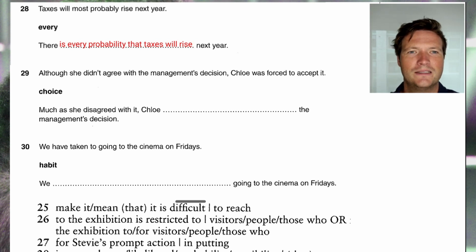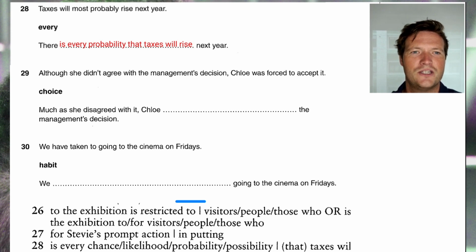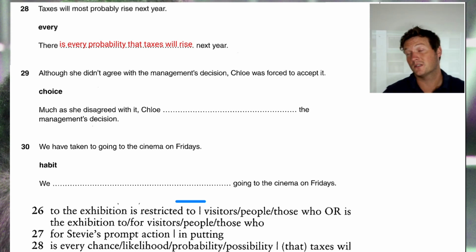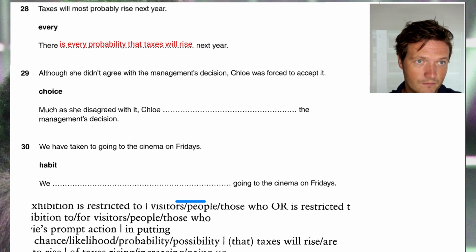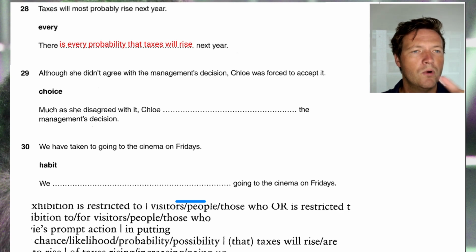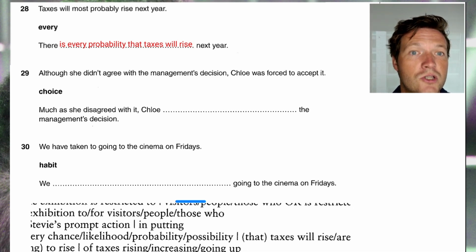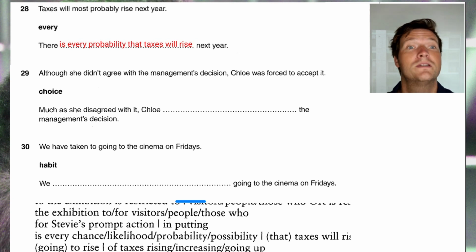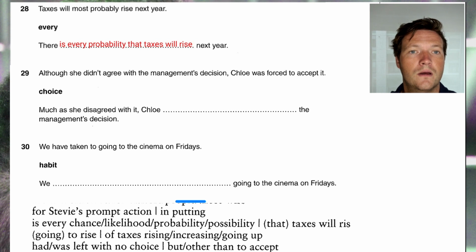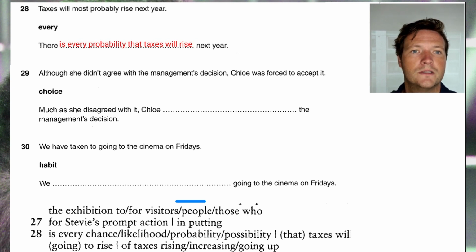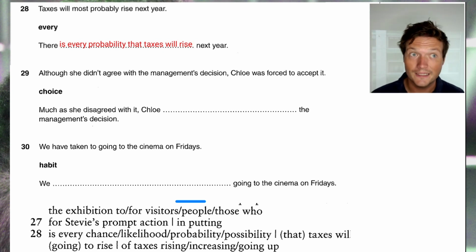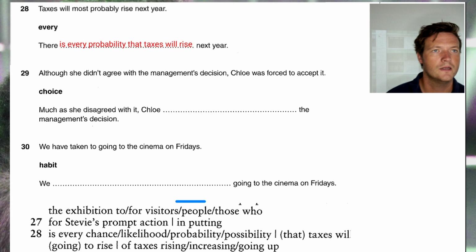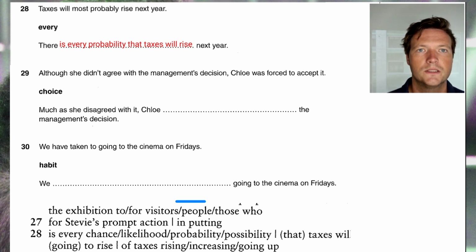Let's have a look at the possible answers. There's every chance, every likelihood, every probability. Every possibility was also a possibility there. That taxes will rise. More options: are to rise, are going to rise, of taxes rising, of taxes increasing, of taxes going up. Perfect. Okay, so I would have got 2 points there, but you can see lots of different possibilities. Again, if you've got any other ideas, leave them in the comments.